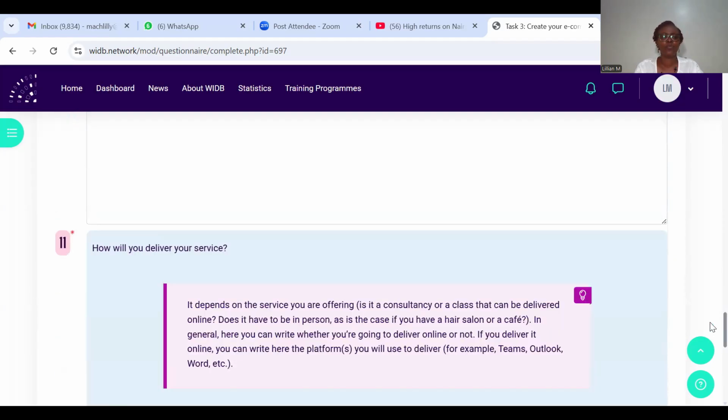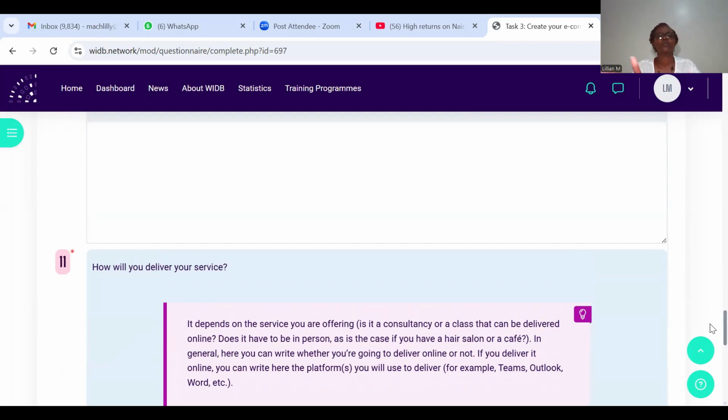And that is the end of task 3. Task 3 is only 11 questions. These are way easier than what the people who did cohort 1 and cohort 2 had. There was one, I think, that had 22 questions, and it was a PDF. You had to download it, answer the questions, and then upload it again.